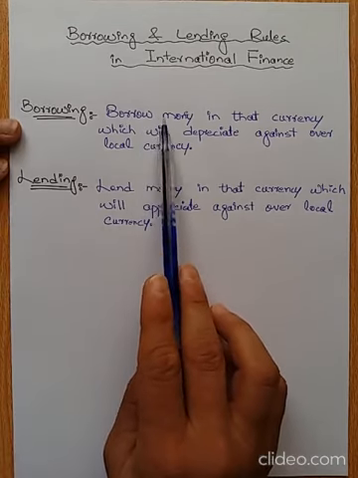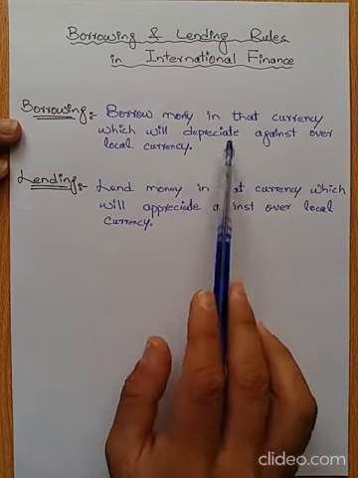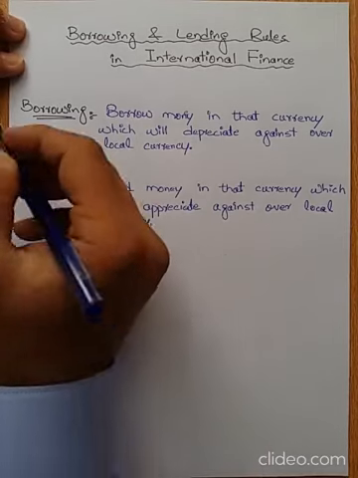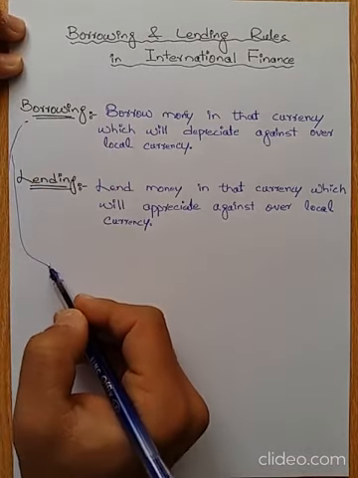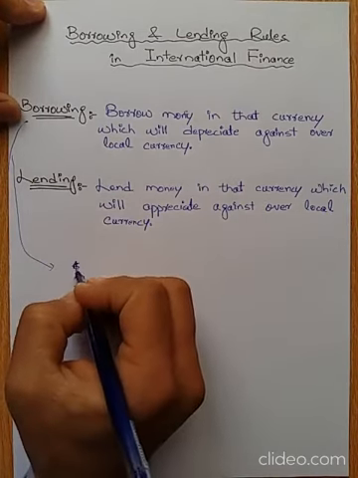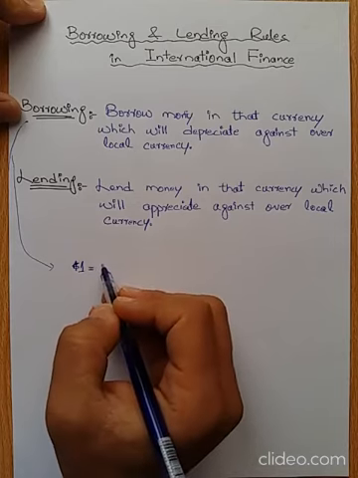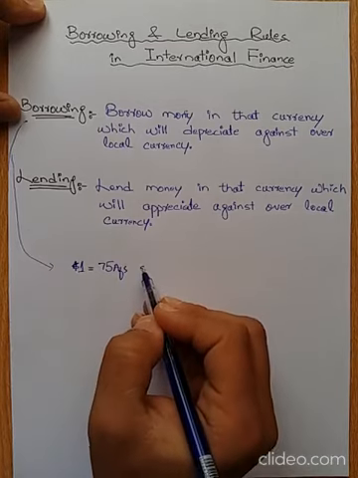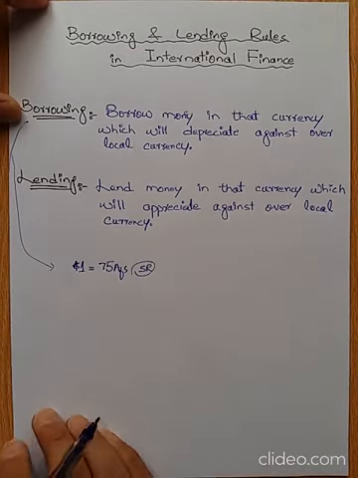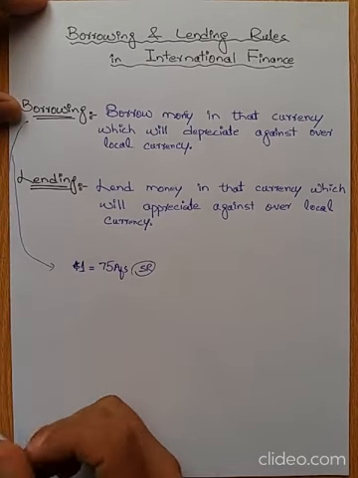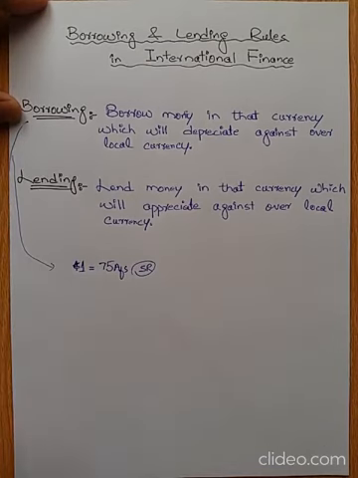Rule number one is that we should borrow money in that currency which will appreciate against our local currency. Okay, so let's take an example to understand this thing. Let's go first of all for the borrowing. Now if I want to borrow money, let's say right now $1 is equal to 75 Fs. This is my current situation, spot rate you can say, and I'm planning to borrow money now. So only if I expect the value of the dollar to go down in the future. Now how will it benefit me, how will it be a good situation for me.